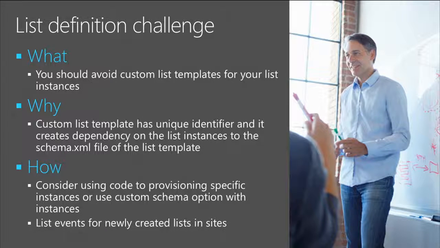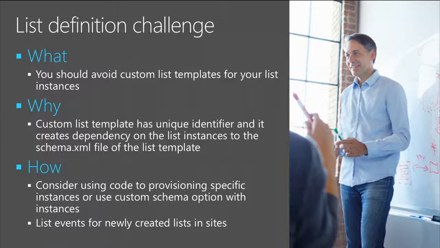I think I still have 5 demos to go, so finally I get something to show as well. List definition challenge. One of the challenges is we really want you to avoid list definitions if possible. List definitions will create a dependency on a schema XML file, which is stored in the file system as well. And it means that the schema XML file has to be in the context of the farm, or the list doesn't work at all.